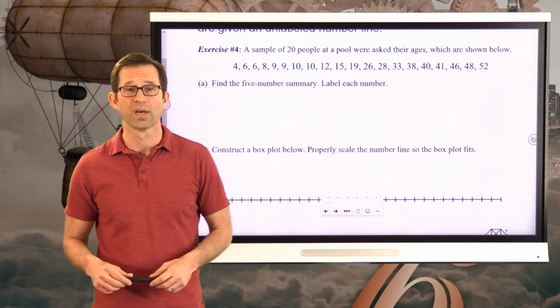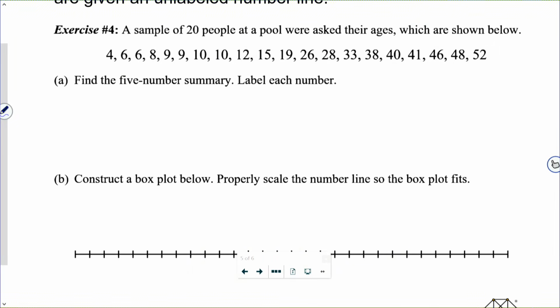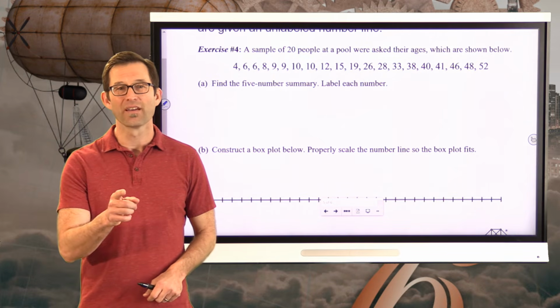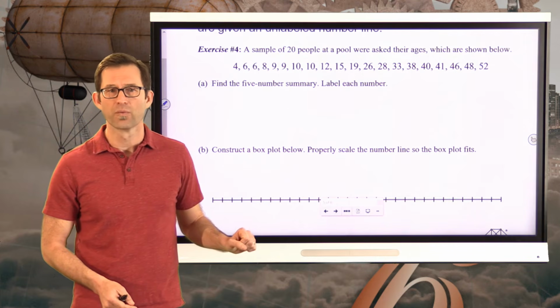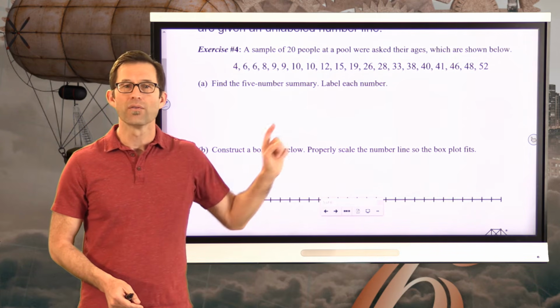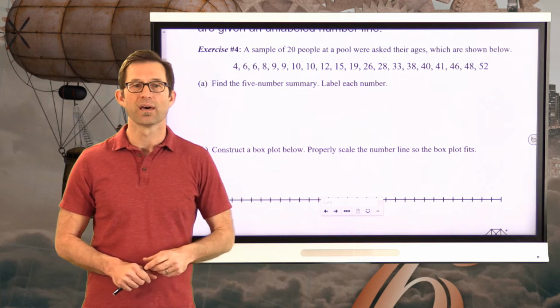So let's take a look at exercise number 4. A sample of 20 people at the pool were asked their ages, which are shown below. Letter A, find the 5-number summary, label each number. All right, well this time I'd like you to do it all on your own. Don't do letter B, we'll revisit that in a moment, but I'd like you to find the 5-number summary for this data set.